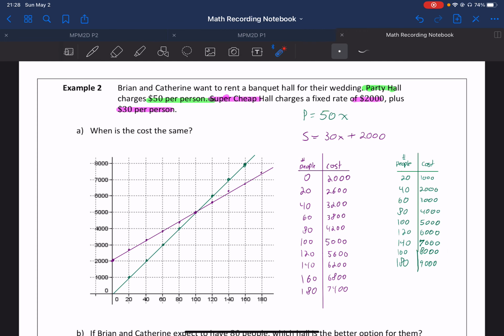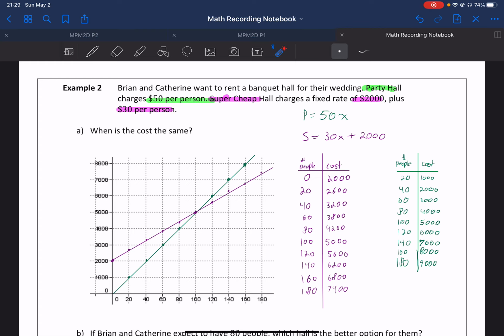Here's another example. This is a real world application of how you can use these sorts of equations to figure out things that you might need to know every day. If you are planning your wedding, I know this is a long time away for you guys, and you probably have your parents or guardians helping out, but this is a legitimate thing that you might actually need to figure out: which banquet hall is going to be cheaper.